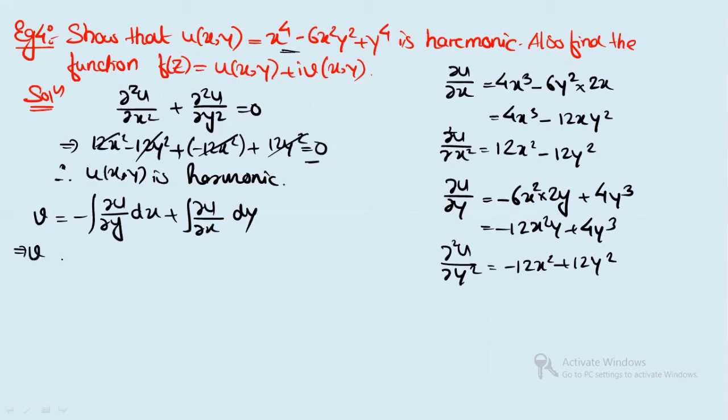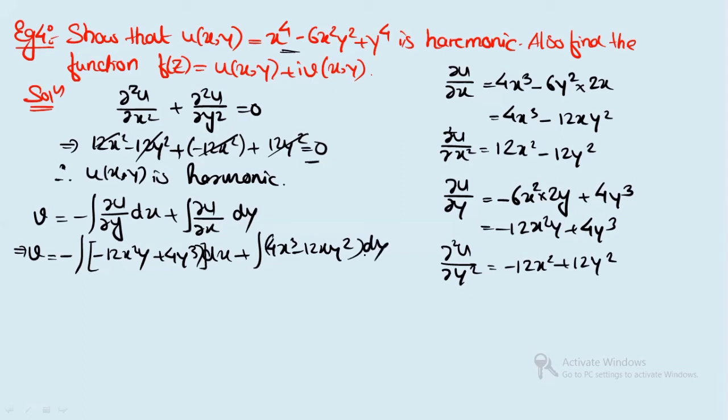So if you see here, v is equals to minus del u by del y. This is the del u by del y term, right? So integration, it will be minus 12x square y plus 4y cube dx. All right. And again, this is del u by del x. So integration of del u by del x is 4x cube minus 12xy square dy.